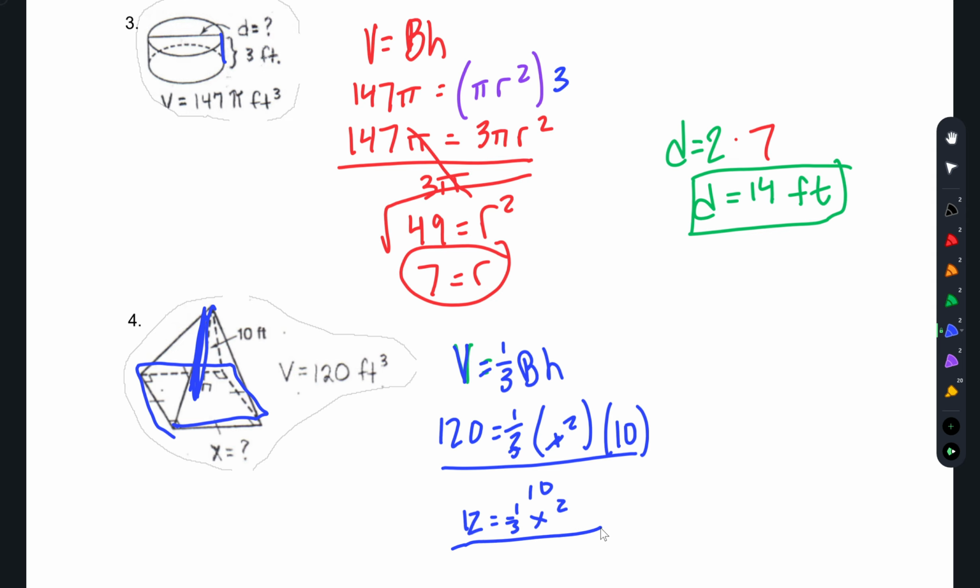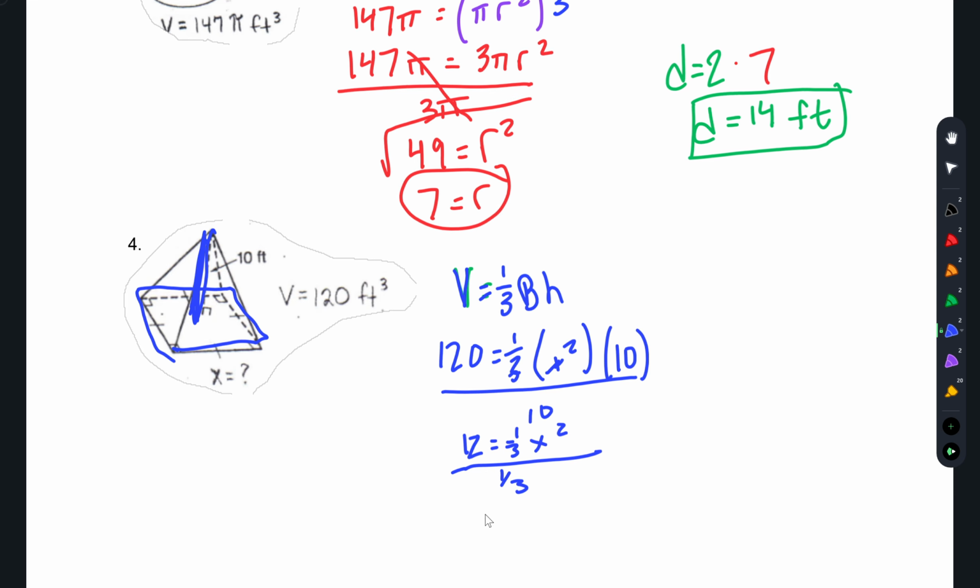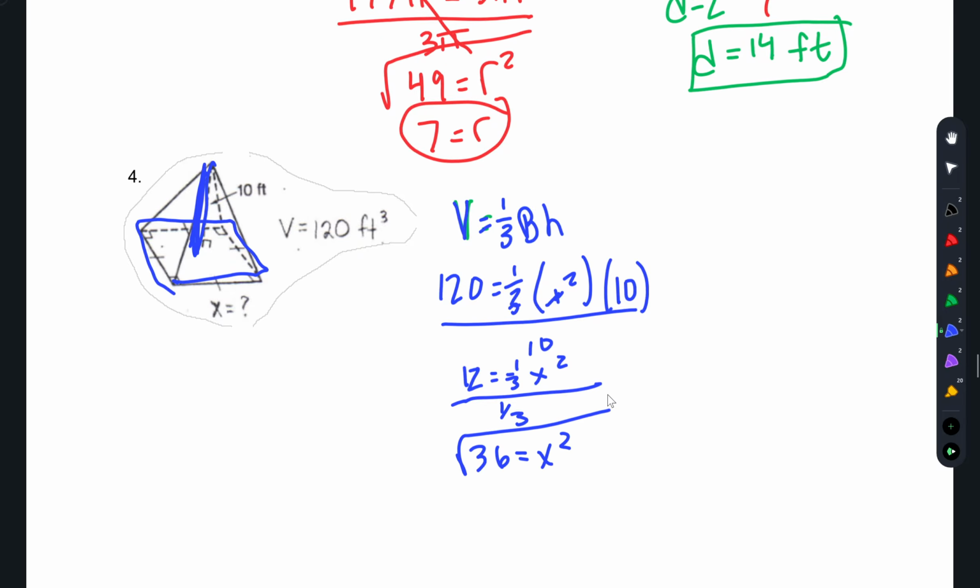I'm going to divide everything by 1/3, which is the same as multiplying by 3. And then I'm going to square root both sides to get that x is 6. And let's call this 6 feet.